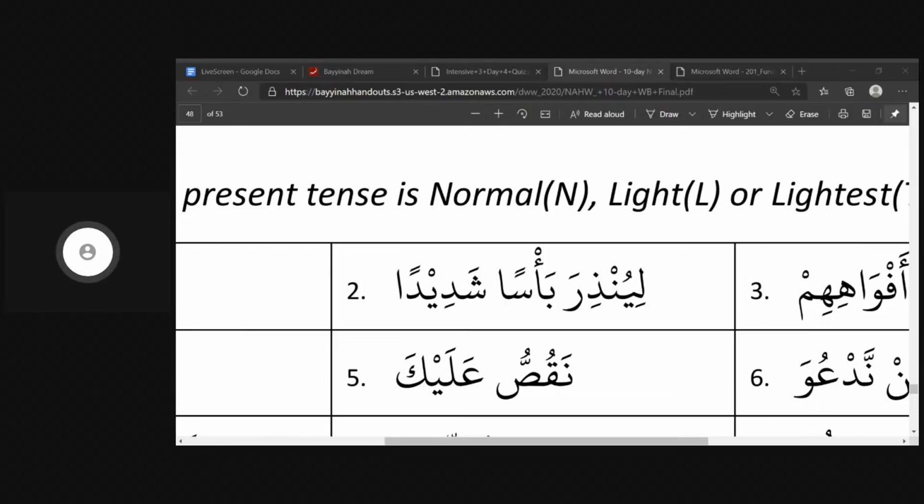Number 2 on page 48, it's still on the screen. The li is a harf of light because we look at the ending, and the ending is a change that we saw when we looked at the lightest versions, not the light versions. If it was light, it would be liyunzir with sukun, but it's liyunzira with fatha, so that tells us it's lightest instead of light. Where am I from? I live in the United States.